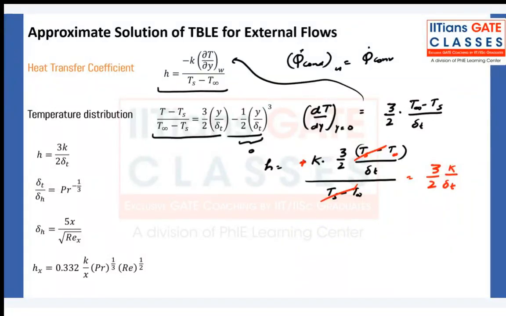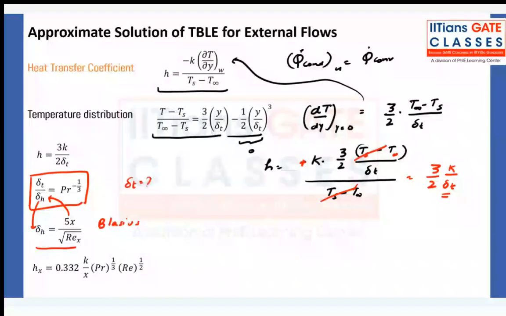Now I do not have any isolated definition for the thermal boundary layer. Prandtl actually gave me this, so I can only use this. And here the hydrodynamic boundary layer is given by the Blasius equation. So I substitute the hydrodynamic boundary layer here, and then I will calculate the thermal boundary layer. Then I'll put this here and calculate H.